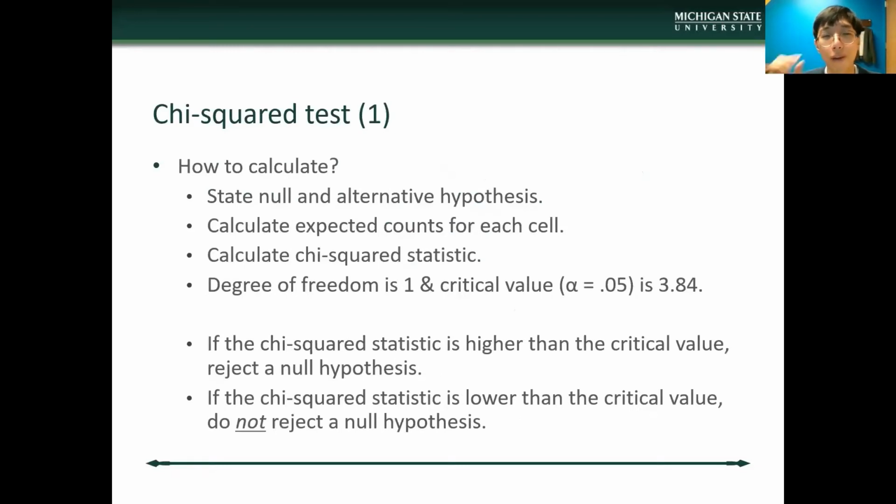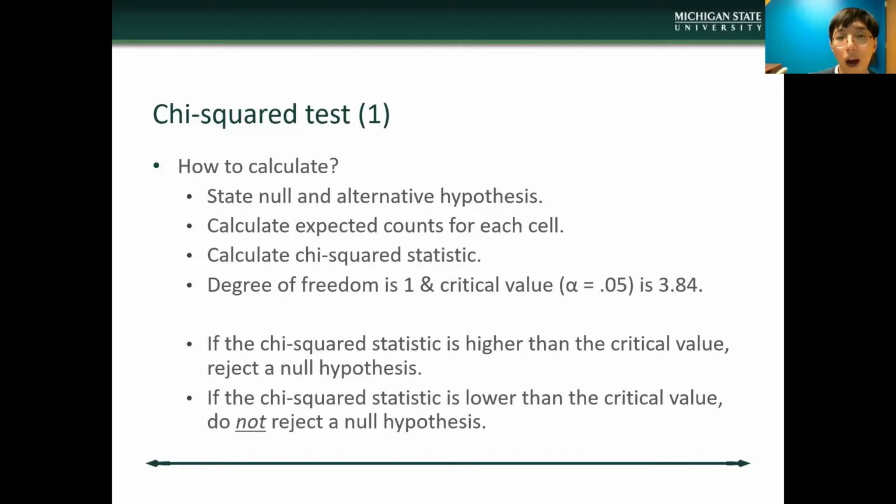So first, I will review how to do a chi-square test. First, when you see the contingency table we discussed today, you have to state a null and alternative hypothesis. Then you will see the observed counts, and then you will calculate the expected count for each cell. Then, based on the observed count and expected count, you will calculate the chi-squared statistic. Then you will compare the chi-squared statistic with the critical value at the level of significance 0.05.